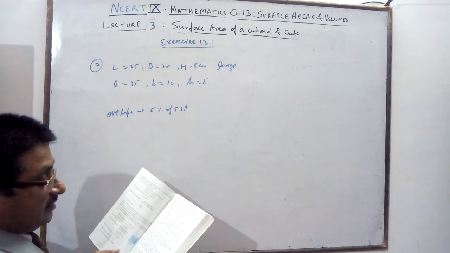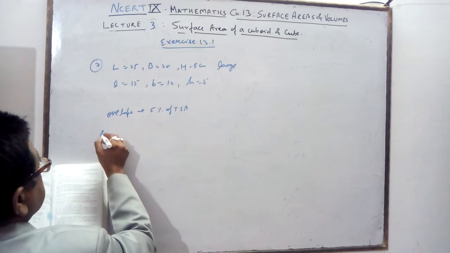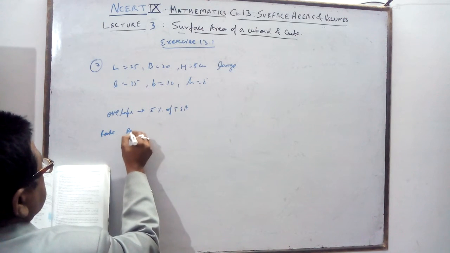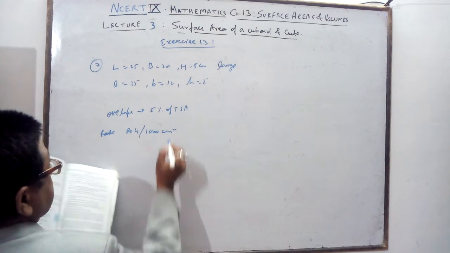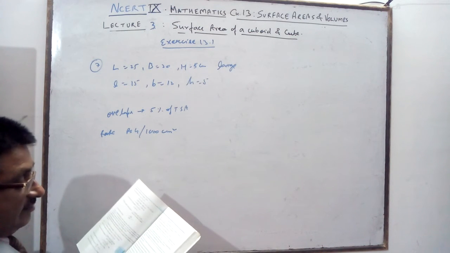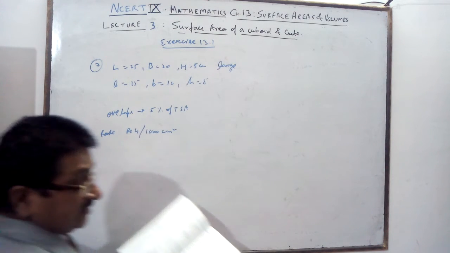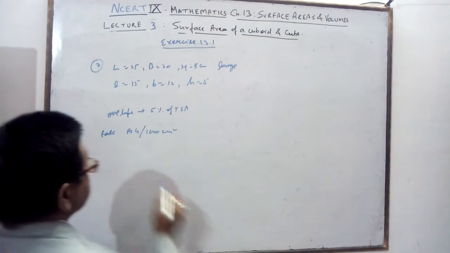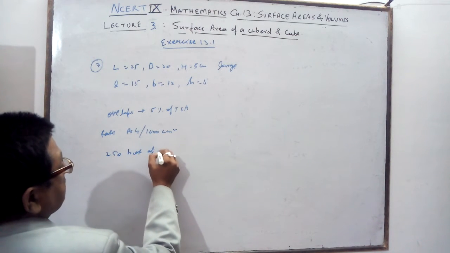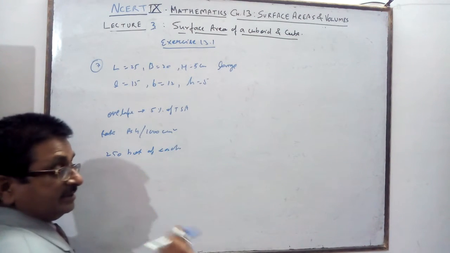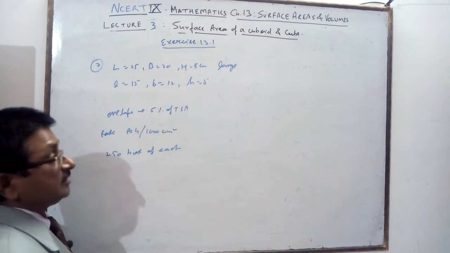So for one pair, the cost of the cardboard is given in rupees: the rate of cardboard is rupees 4 per 1000 centimeter square. Find the cost of the cardboard required to supply 250 boxes of each kind. 250 pairs, 250 boxes of each type. There are 2 methods: one separate, one direct, meaning you want 500 boxes.